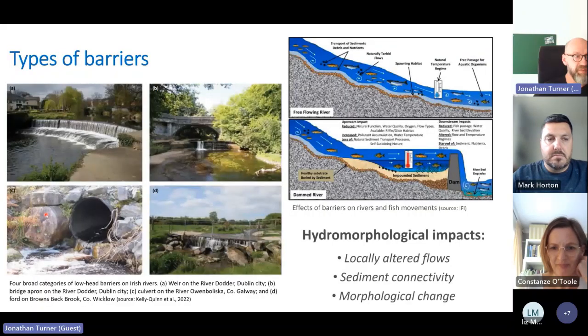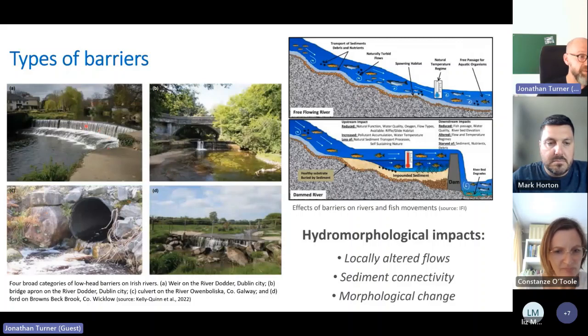In terms of the types of barriers, what I'm not going to be talking about is large dams. We don't really have a lot of those in Ireland. So I'm focusing more on what we refer to as low-head dams, or sometimes run-of-the-river dams or structures. There are really four main types.